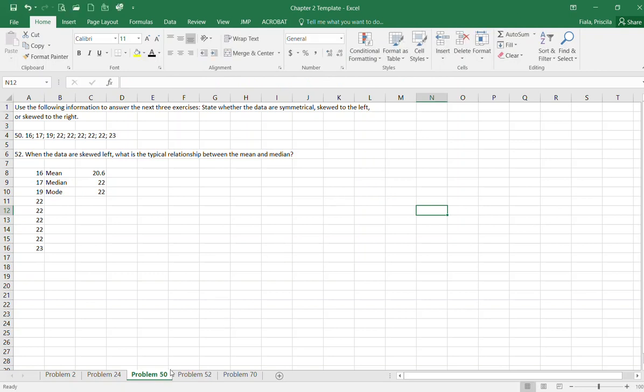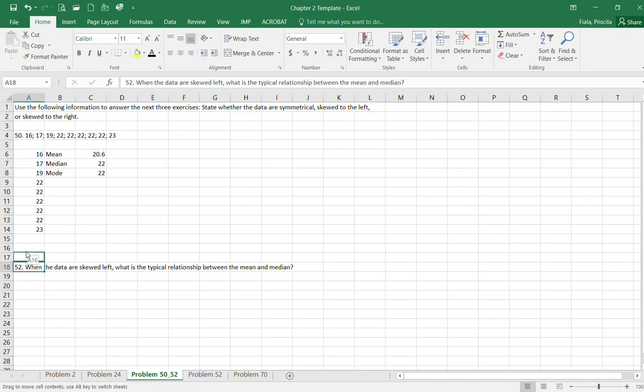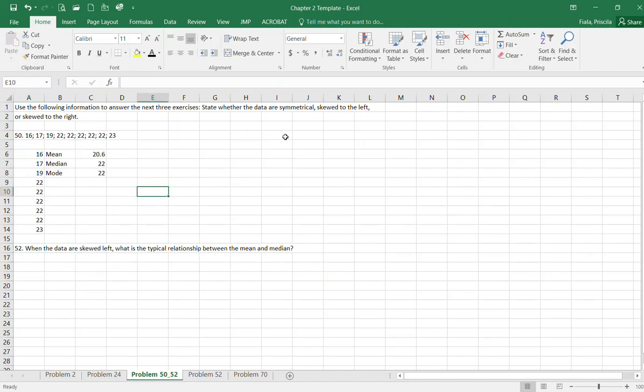Actually, I'm going to change it here and put problem 50 and 52, and I'm going to put this down here to give you enough space if you use this template once I upload it. Okay, here you go. And I hope this is helpful.